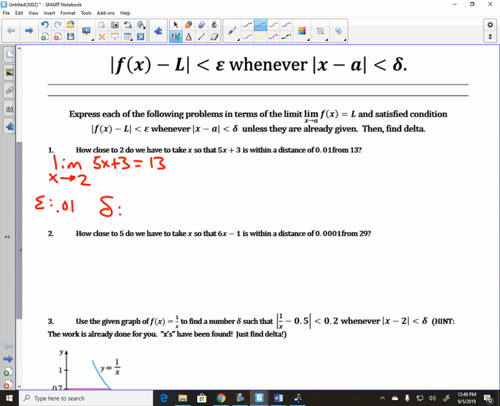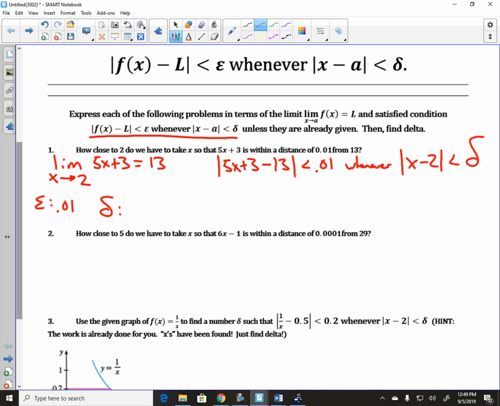The second thing I want you to write today is this. After you write that limit statement, write this out. Absolute value of what is f of x? 5x plus 3 minus what is L? 13. Don't simplify, just leave it. Is less than what? 0.01. Whenever, now what? X minus 2 is less than delta, and we're finding that delta. So when you start each time, I want you to be able to write these pieces because you will use this piece tomorrow. Trust me.